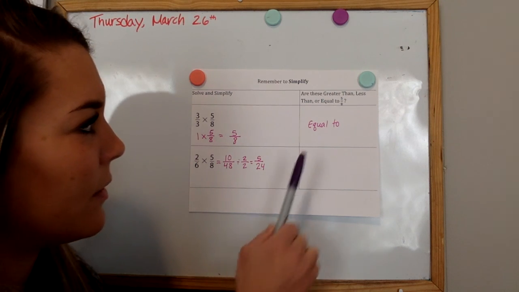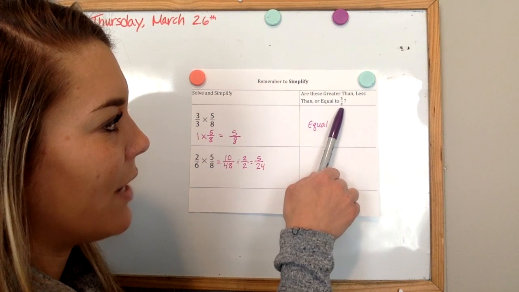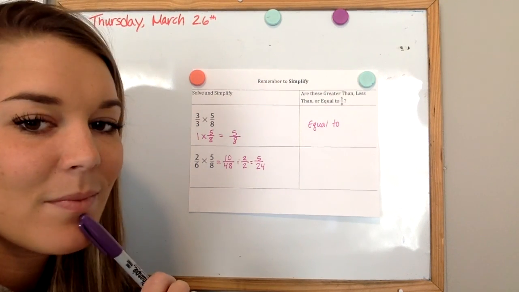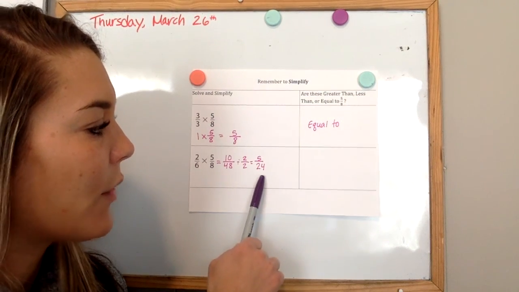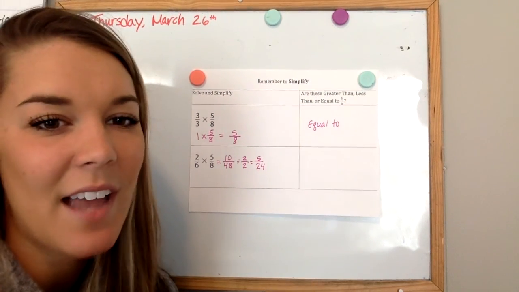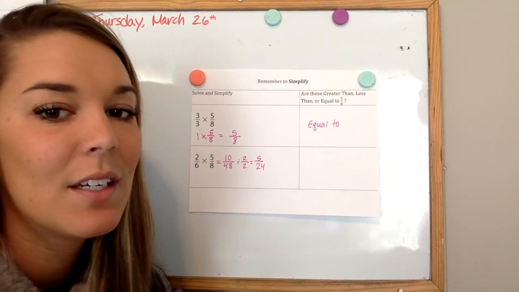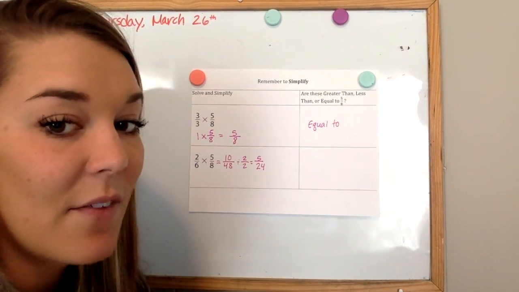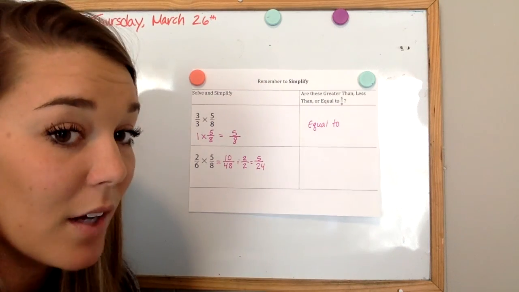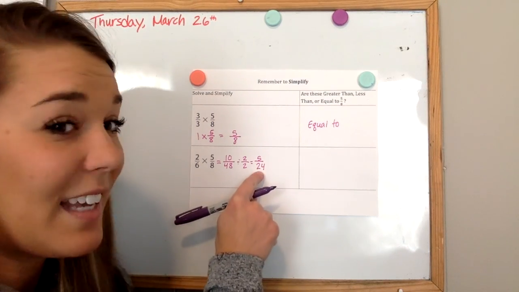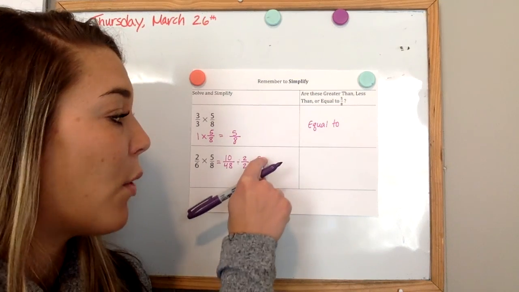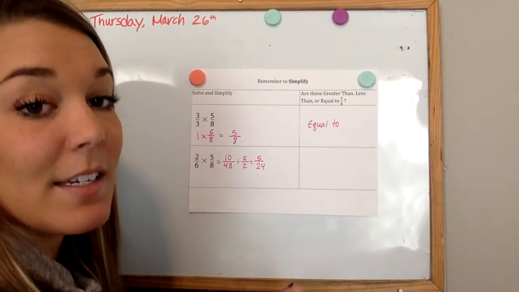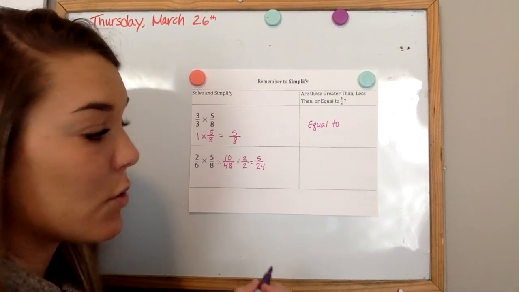I need to determine if that's greater than, less than, or equal to 5/8. But I can't compare 5/24 with 5/8 because they have unlike denominators. So I'm going to have to make this 5/8 have the same denominator as this one, because I can't make this one any smaller. Nothing can go into both 5 and 24, right? So I'm going to need to multiply 8 to get it to have the same denominator as 24.